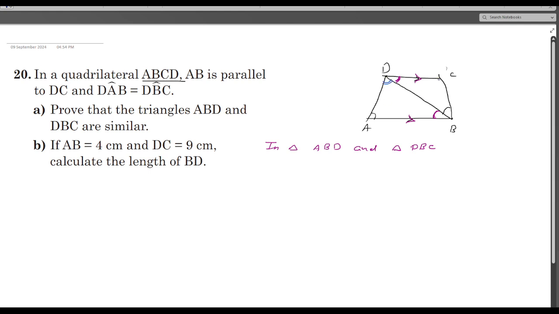This angle and this angle will also be equal. Okay, so basically what we are saying is that your angle B and your angle D are equal because your side AB is parallel to DC, and angle B and angle D are alternate angles.